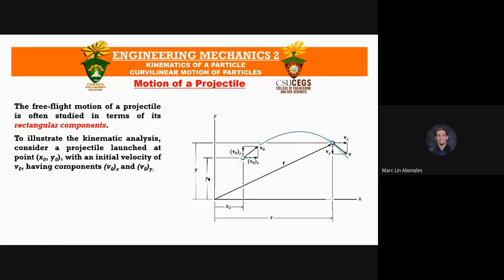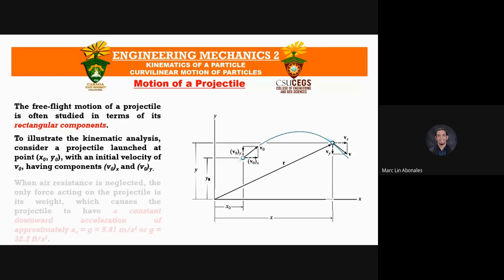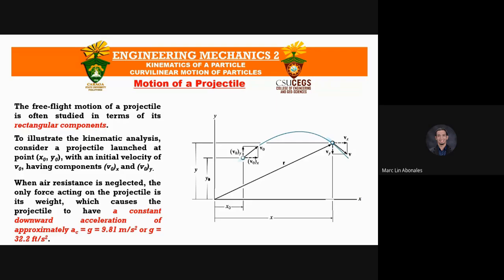We consider a projectile launched at an initial point with an initial velocity of V0 and having components of V0x and V0y. And when air resistance is neglected, as I mentioned, because when we analyze projectile motion, we always neglect air resistance. Okay?